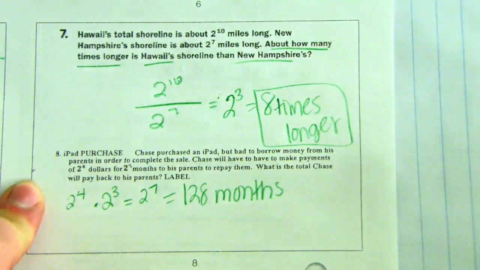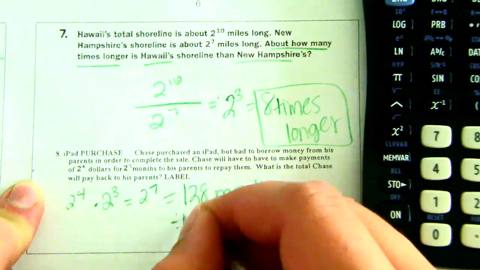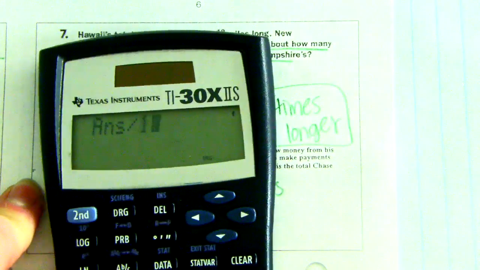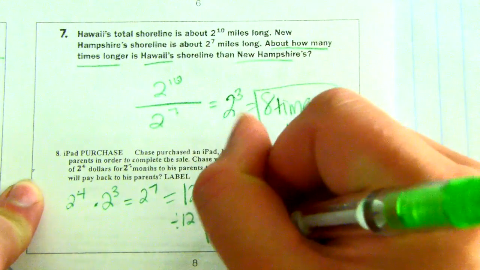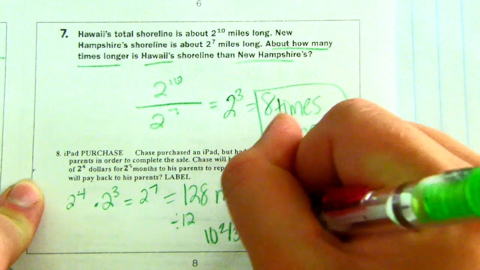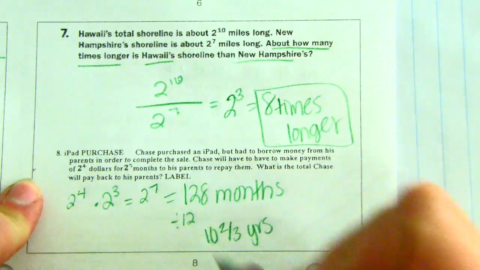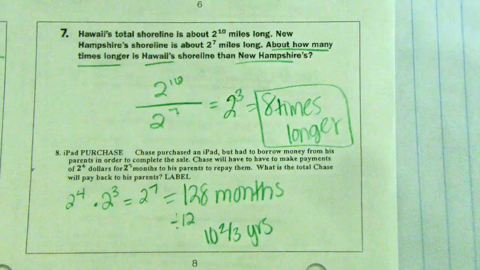So that's kind of a while, because if you think about dividing that by 12 months in a year, it's going to take him a little over 10 and a half years. 10 and 2/3 years to pay back his parents. That's a little ridiculous. And there we have it.